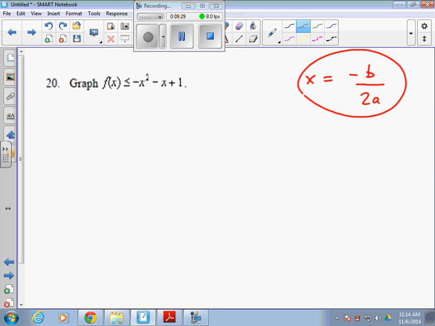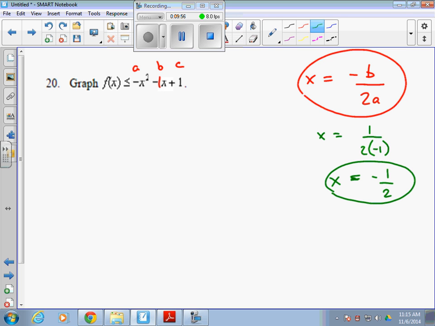So negative b, remember this is ax squared plus bx plus c. Negative 1 means x's value is going to be positive 1. Negative is positive, over 2 times a's value, which is negative 1. So x's value equals a positive 1 over a negative 2, which is negative 1/2. Here is your x value, which is also your axis of symmetry.